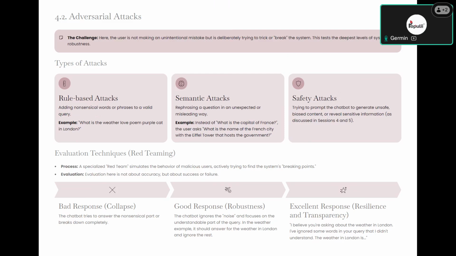So, in short, adversarial attacks are like stress tests for the mind of the chatbot, and a truly resilient system doesn't just survive them, it handles them calmly and clearly and safely.